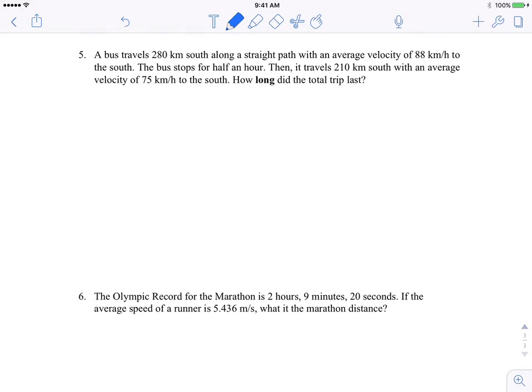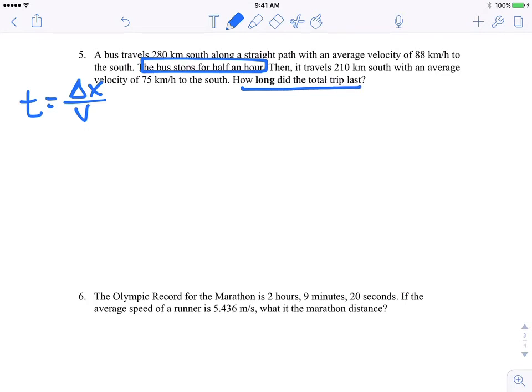Okay, so here we're using our equation to solve for time. And if you remember, time is just delta x over v. And what's going to happen is that you're going to calculate the time for 2 stretches, and also include the fact that it stops for half an hour. Add all 3 of those times up, and you'll end up with how long the total trip lasted. We're considering all of this one total trip.